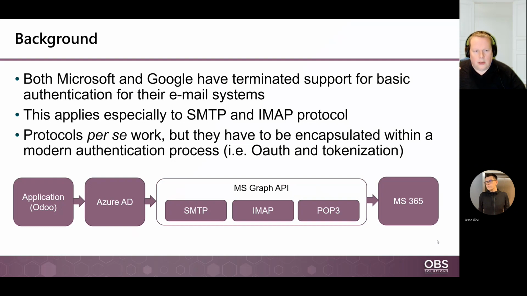Strictly speaking, the protocols do work, but they have to be encapsulated within a modern authentication process. So that is to use OAuth and tokenization. And correct me if I'm wrong, but I think the whole process is that you must have an application that is intended for sending the email. Then Odoo connects to this application. Then it authenticates using Microsoft Graph, and then finally the email is sent.